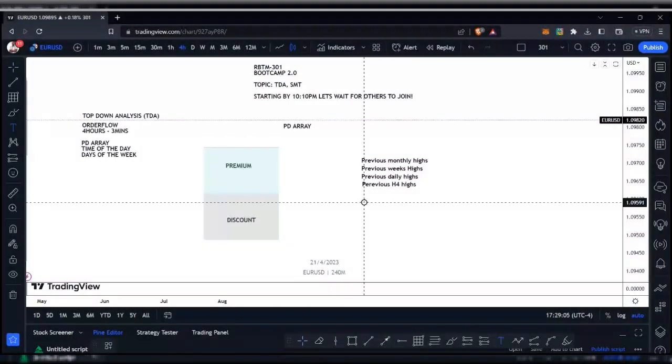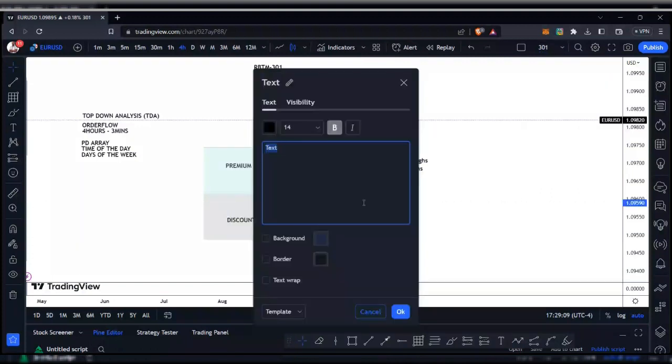Now, when you are looking at your discount, you are looking out for what? First will be your previous H4 lows. All right, I think I can just do this. Your previous daily lows.